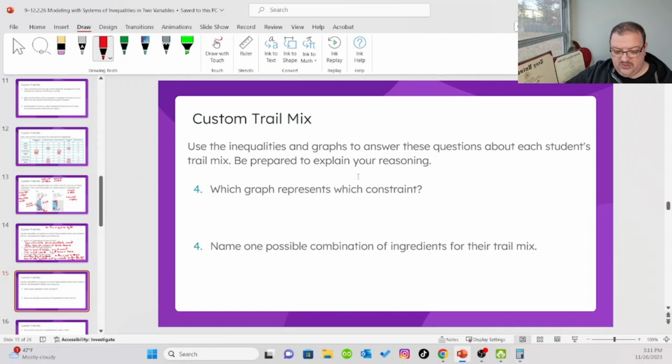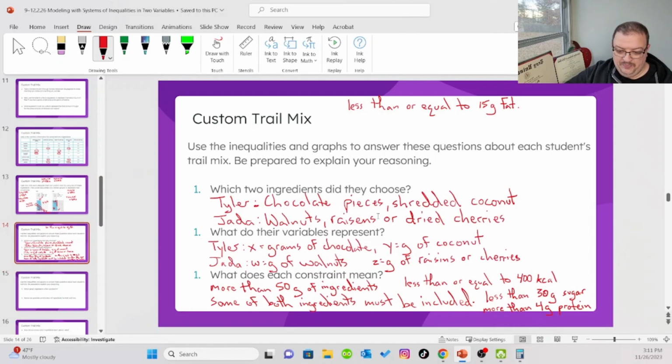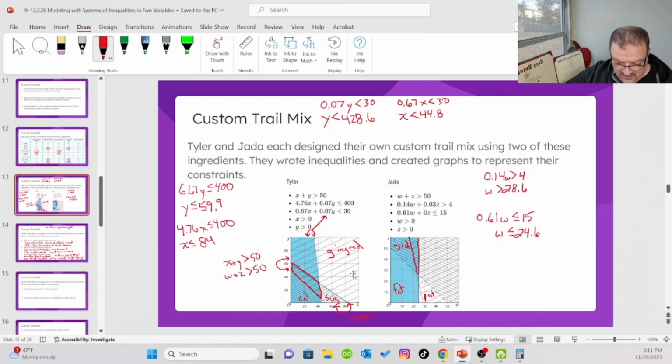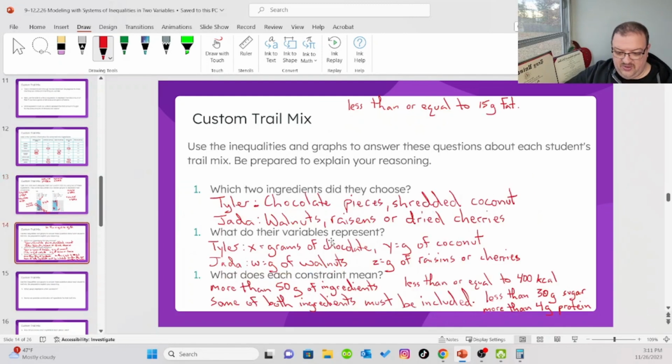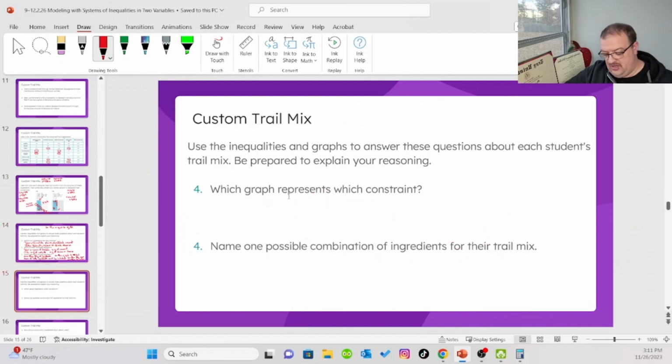Name one possible combination of ingredients for their trail mix. So if we look here, we could say 20 grams and 40 grams would be right here in the middle of our solution area. So I'm going to say 20 grams of chocolate and 40 grams of coconut.